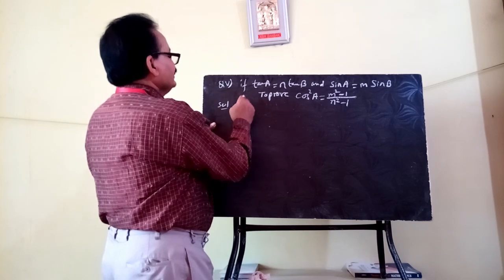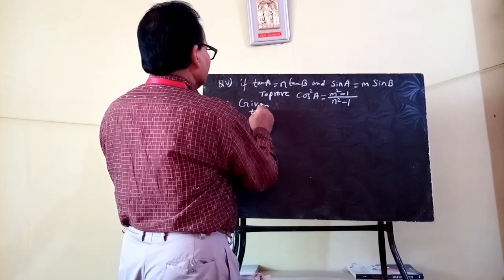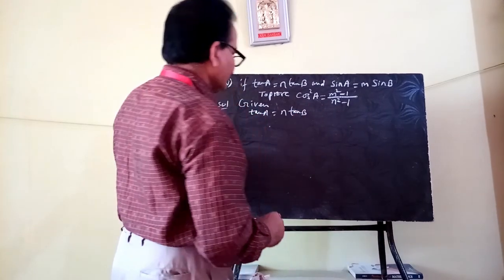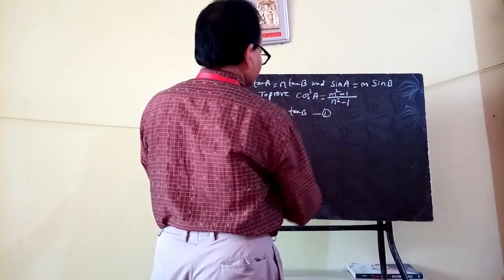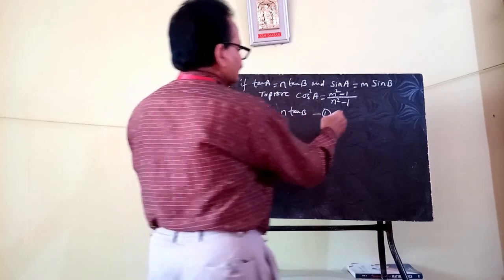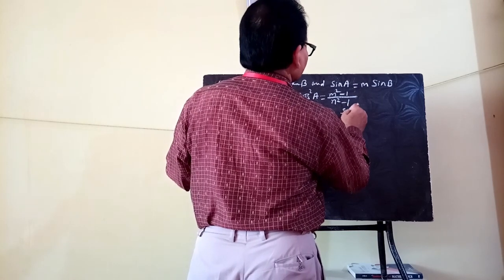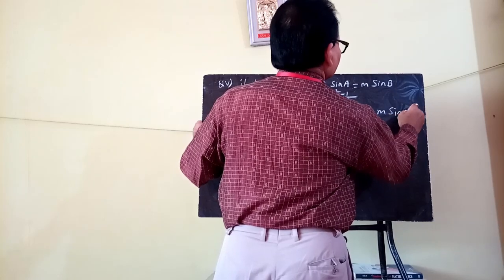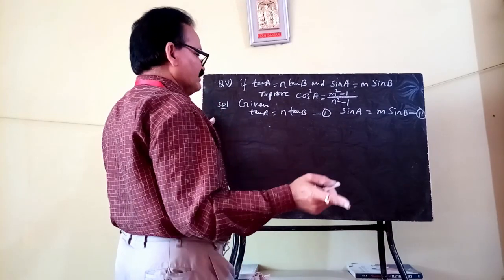So for the solution, you have to start with your given part. Given part is tan A equals n tan B. Okay, tan A equals n tan B. So this is your equation 1. Similarly, the next part is sin A equals m sin B. This is your equation 2. These are the two equations given.